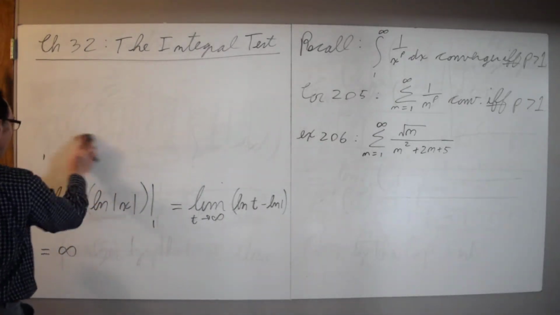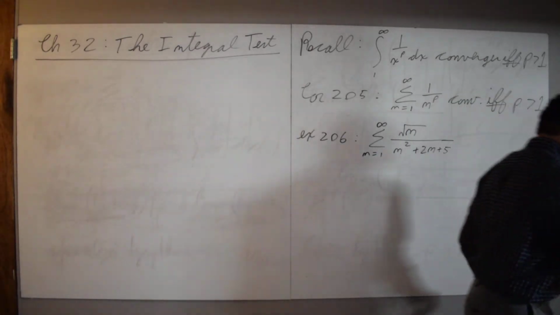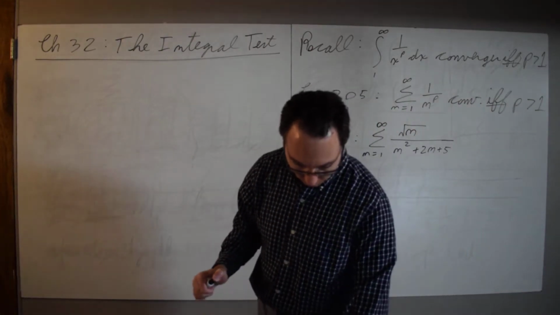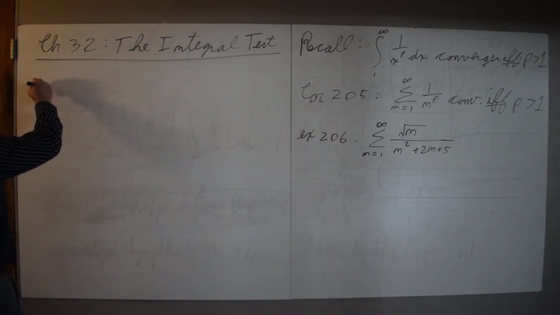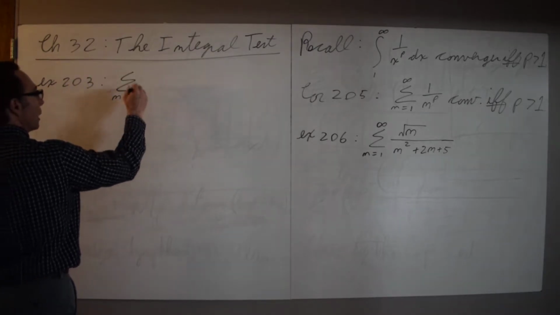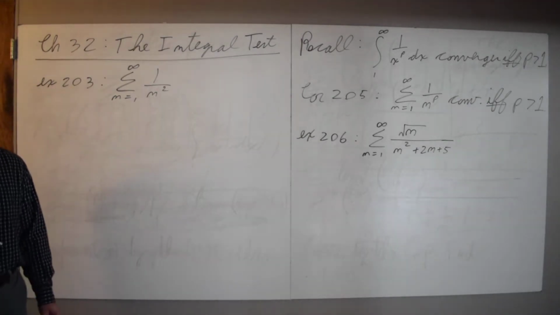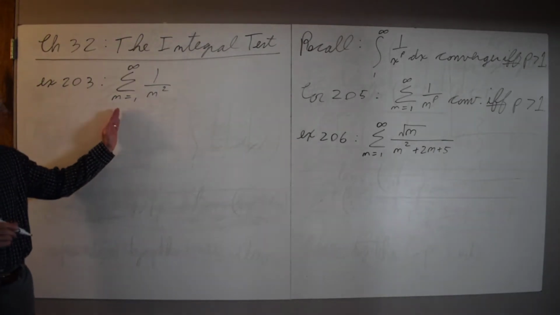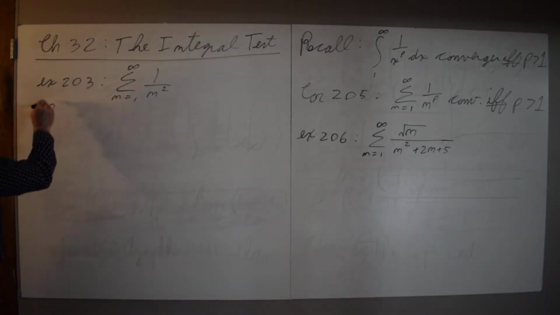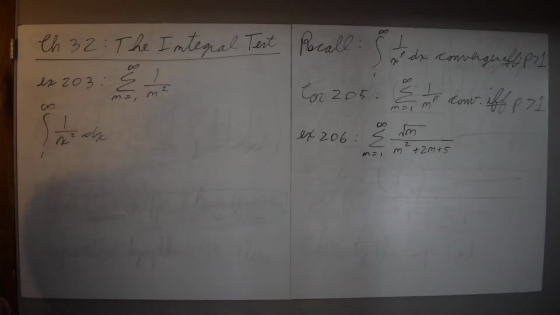The next example is example 203. We're going to test the series n equal 1 to infinity of 1 divided by n squared. We'll apply the integral test to this series. That means we'll calculate the improper integral from 1 to infinity of 1 divided by x squared dx.